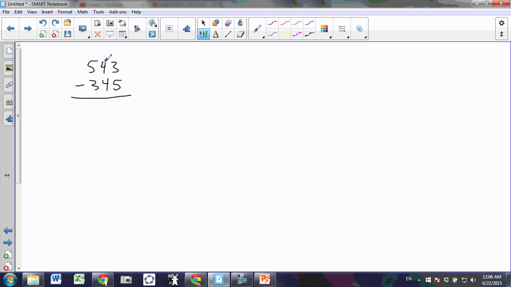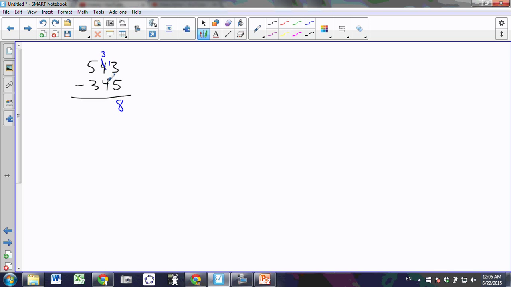which is really 40. I wish teachers wouldn't say borrow from the 4. We're taking 10 away from the 40 to turn the 40 into a 30. And we're taking that 10 and adding it to the 13. So 13 minus 5 is 8. 3 minus 4, really 30 minus 40.